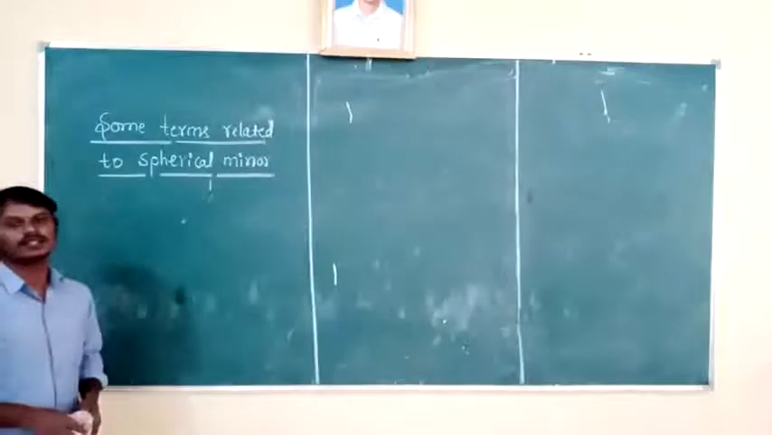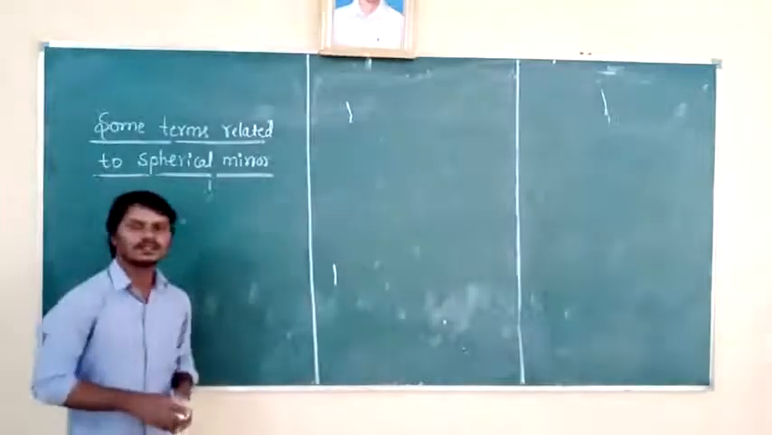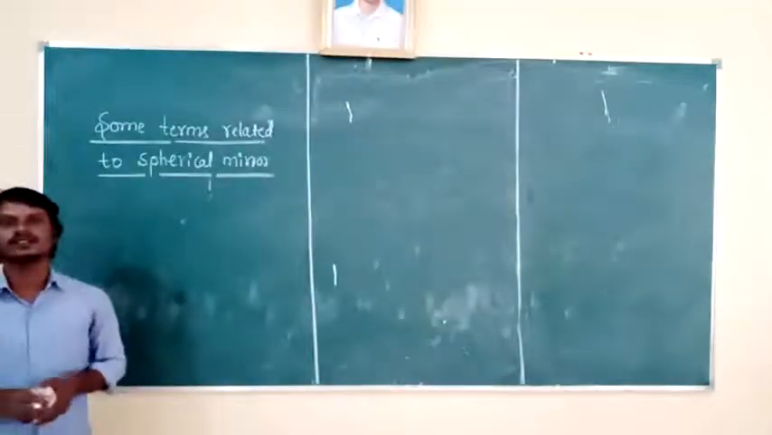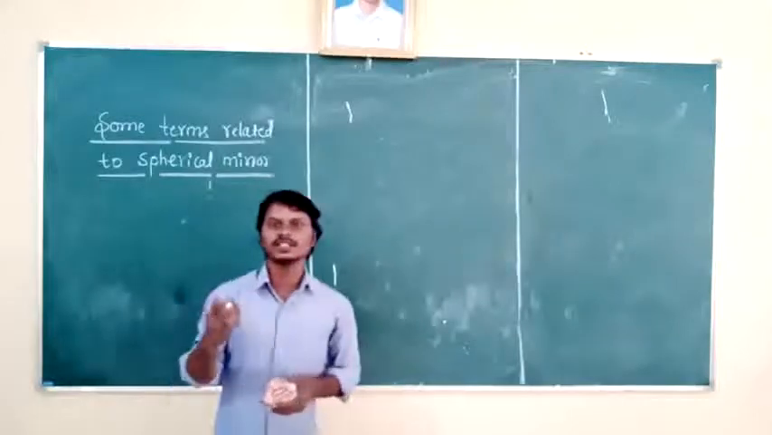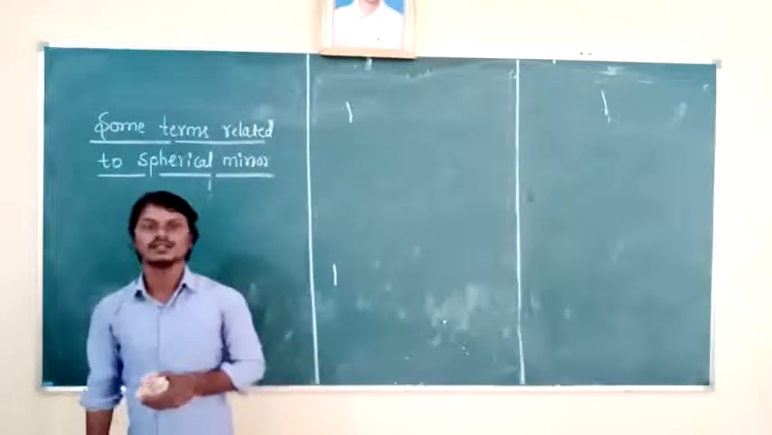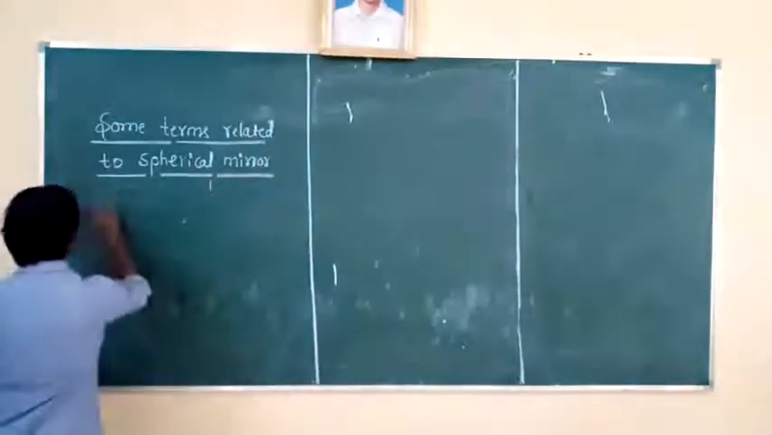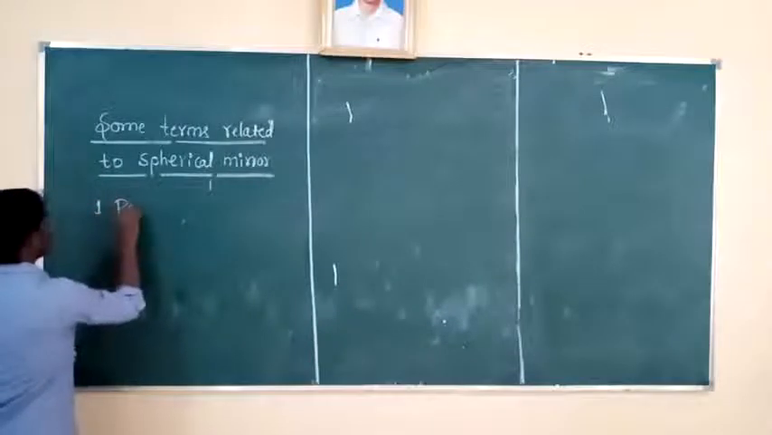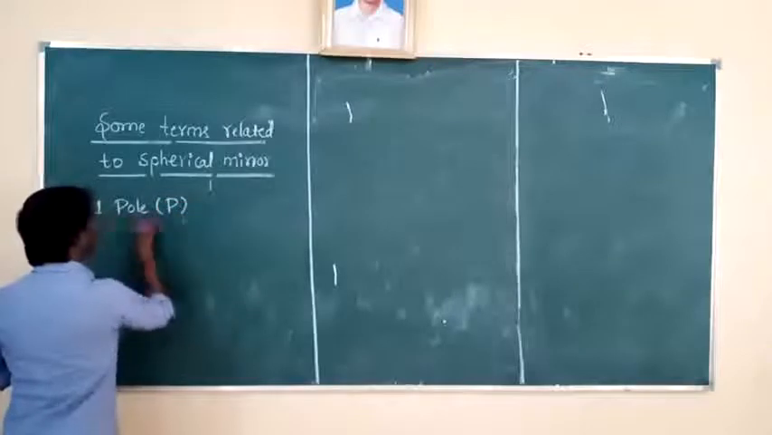Now we are going to discuss some terms related to the spherical mirror. So what are those terms? While forming the image by the spherical mirror, we are going to consider some terms. The first term is the pole. Pole is represented by the letter P.